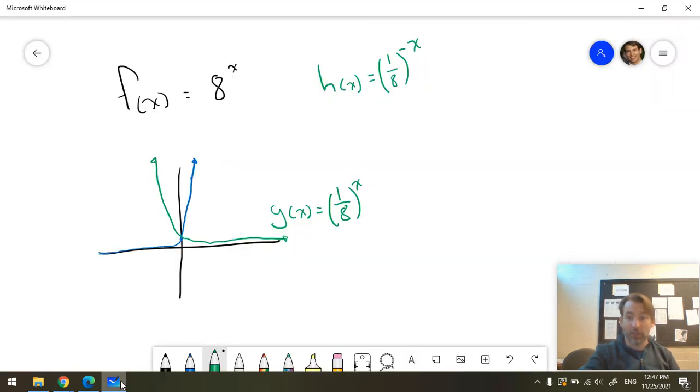So let's take a look at it algebraically. It's the same. You might say, this is pretty awkward. Let's get rid of that negative. So h of x is equal to, let's just evaluate the negative exponent. We'll split it up: 1 over 8 to the negative 1, to the x. This is equal to 8 to the x. It's the same thing. It's exactly the same algebraically. It's exactly the same when we graph it. It will produce the same table of values.